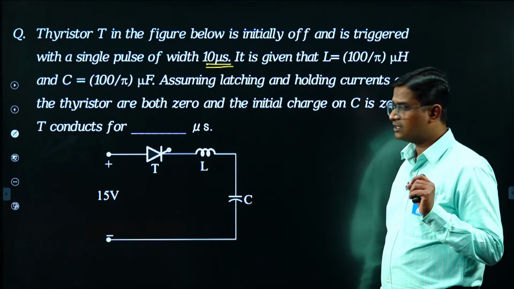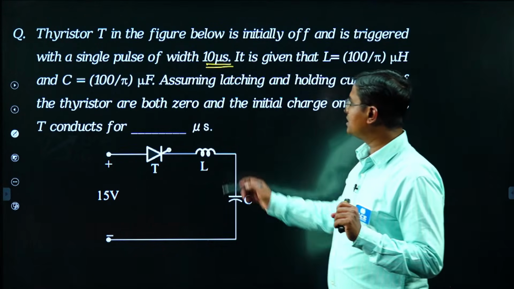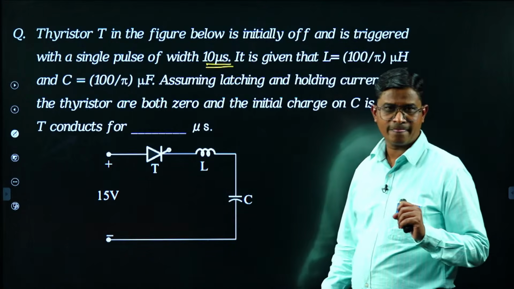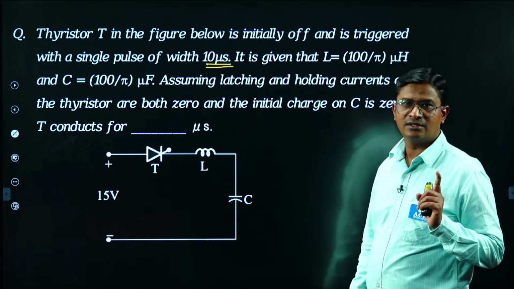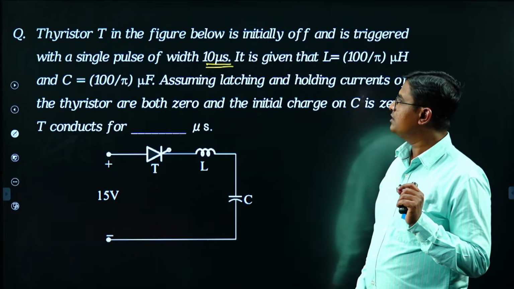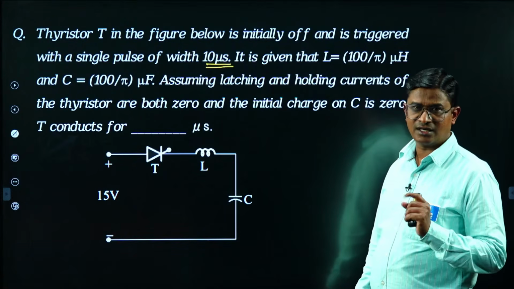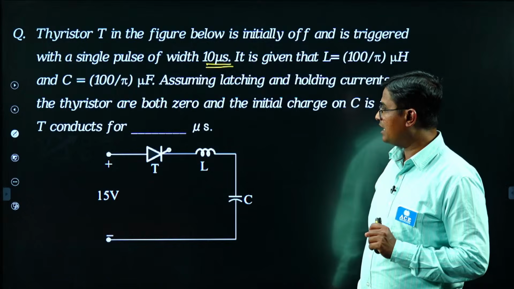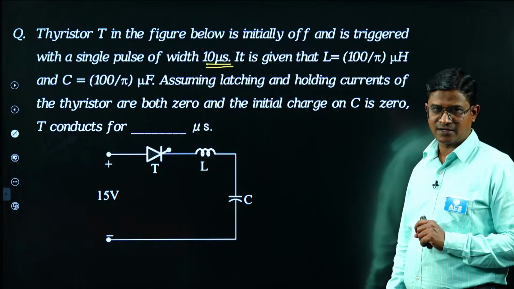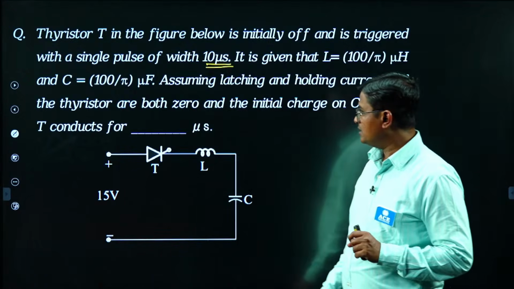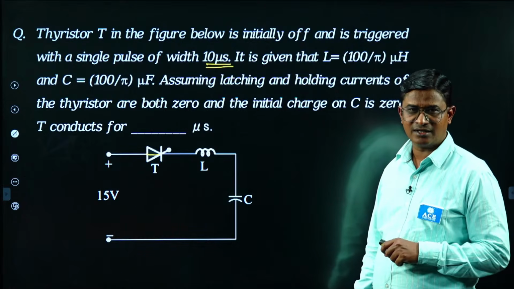Yes, now here check, latching current and holding current they are saying 0, and the thyristor is triggered with a gate pulse of 10 microsecond, right? And here the turn on time, Ton, they have not mentioned, correct? So here we simply need to assume that when I apply the gate pulse, my SCR is now in conduction mode, right? And after that, they are asking for how much time this SCR will be in conduction mode. Simply here, suppose at t equal to 0, I applied the gate pulse to the SCR. So my SCR will now start conduction.